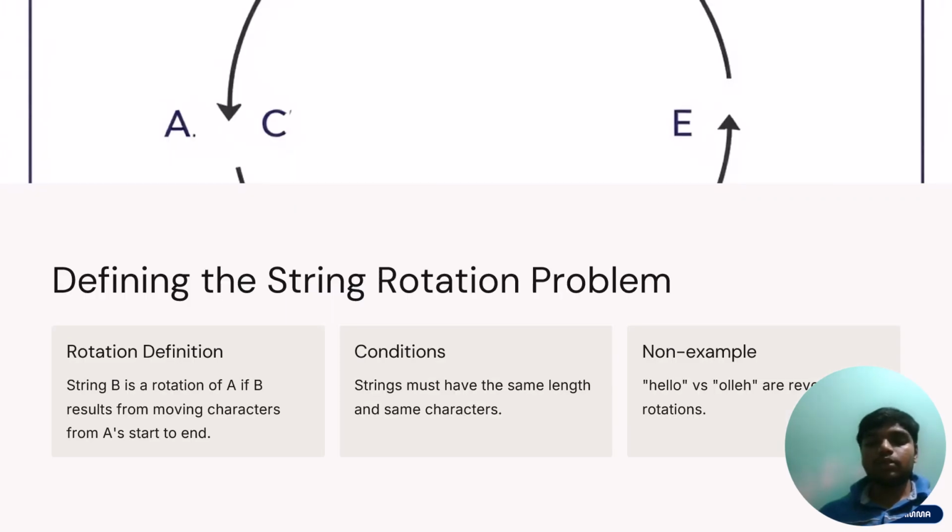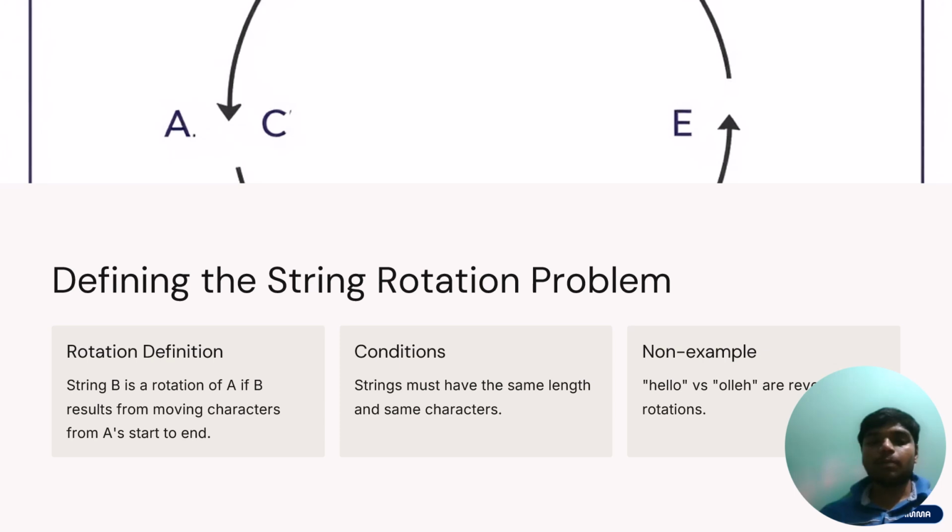Understanding string rotation. String rotation refers to the process of moving characters in a string from one position to another. For example, if we have a string ABCDEF and we perform a left rotation by two positions, the result would be CDEFAB. Conversely, a right rotation by two positions would be EFABCD. Types of rotations: left rotation and right rotation.